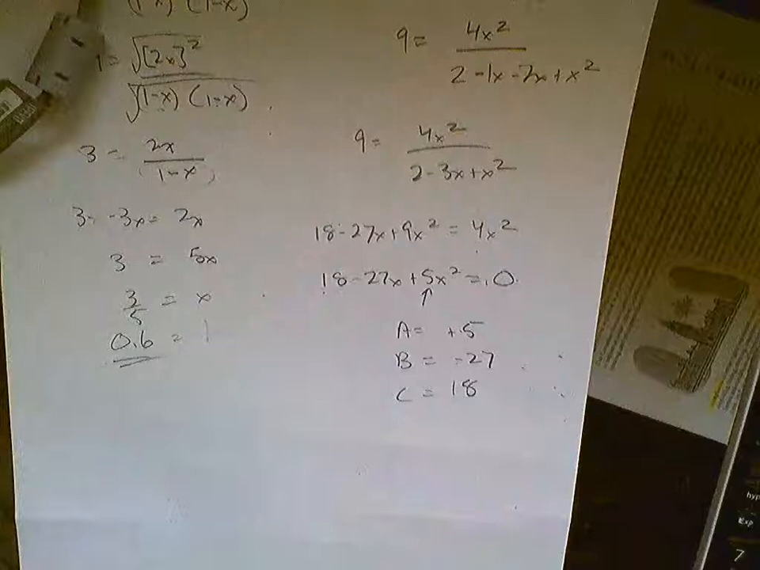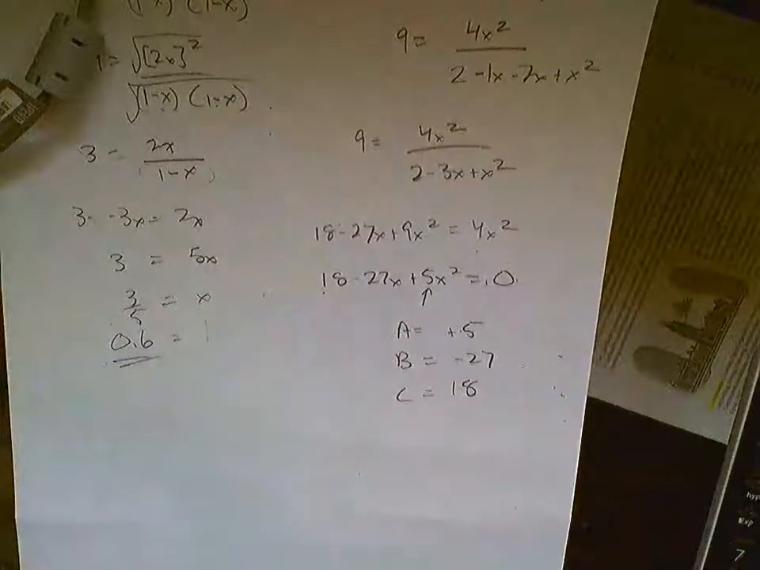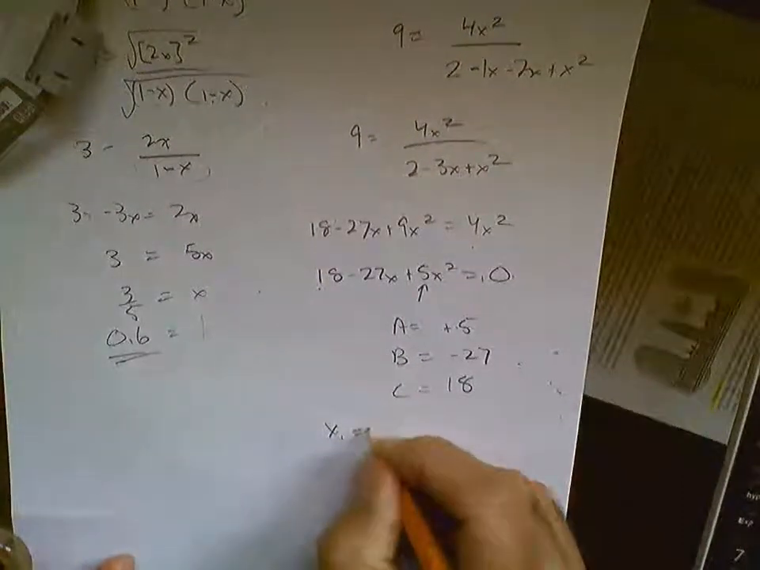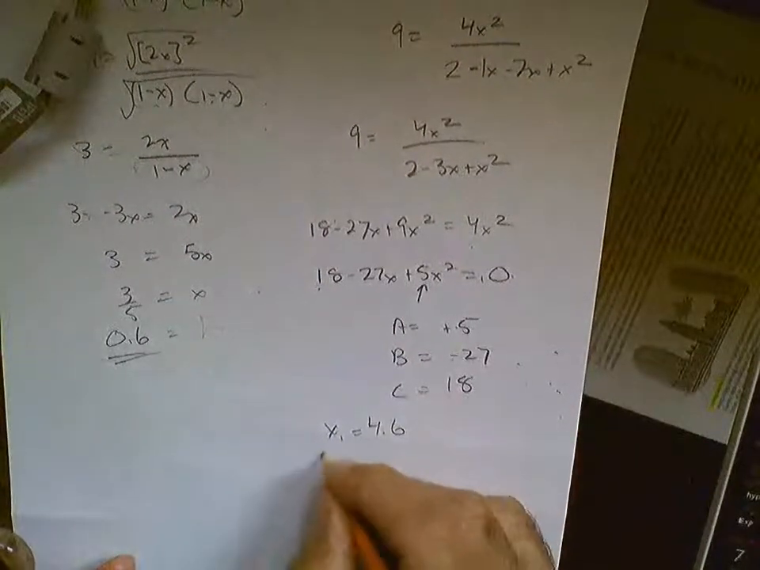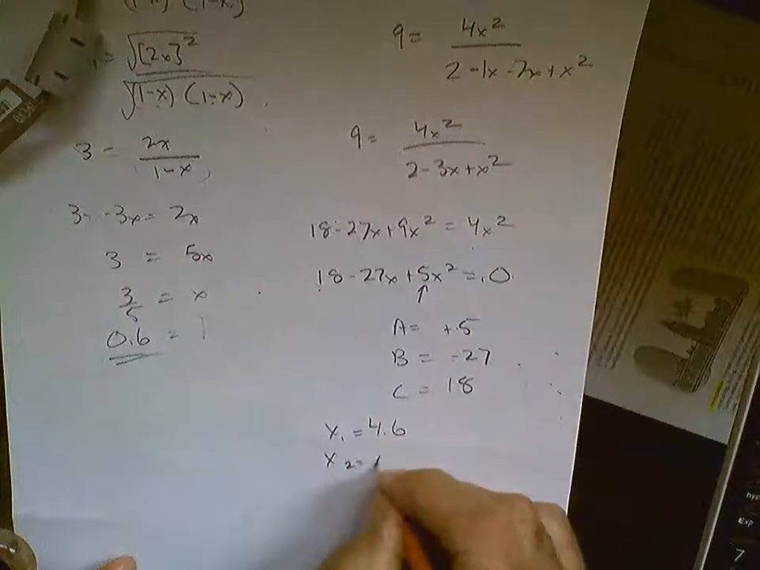Oh, sorry folks, my A value is 5. My B value was negative 27. And my C value was 18. And then I'm going to hit the button that says solve. So when I solve this, it will always give you two answers. I got 4.6 and 0.77.